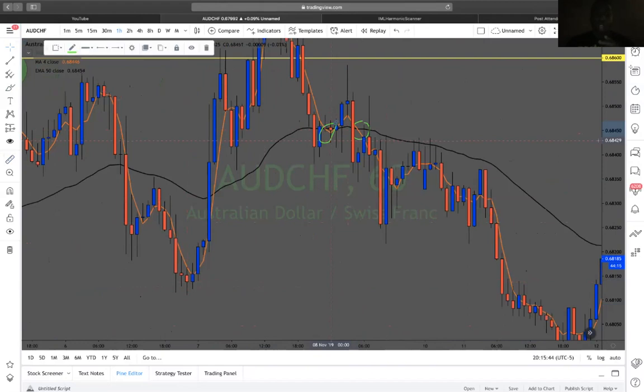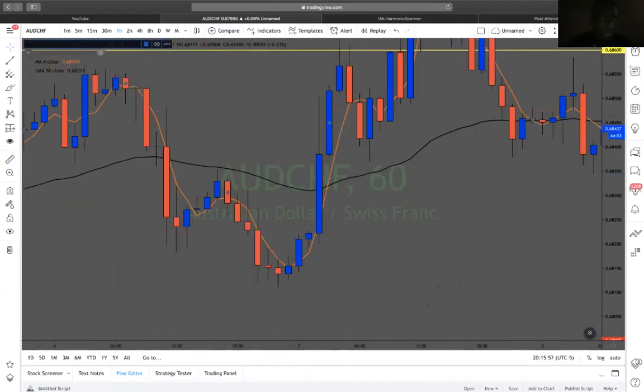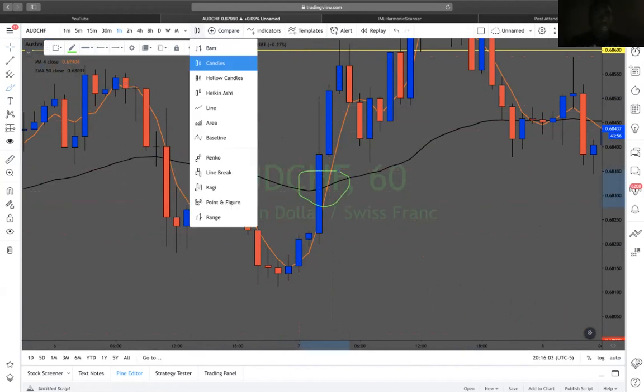Now here's one thing though. When this cross happened, I like to have confirmations. So what I do to confirm whether this is a valid trade for me to get in is I wait for the cross to happen. Then I change my candlesticks to, I believe it's called the Heikin Ashi. Switch it over.